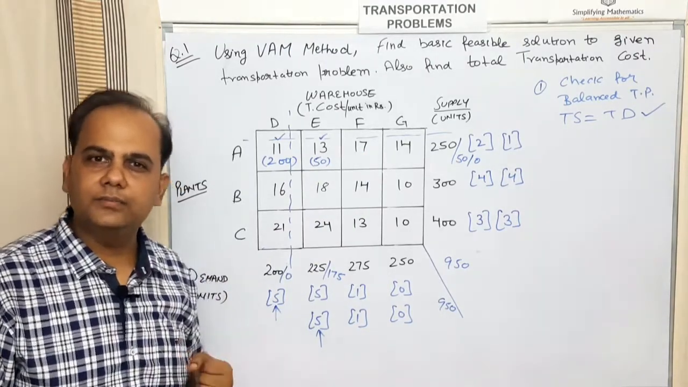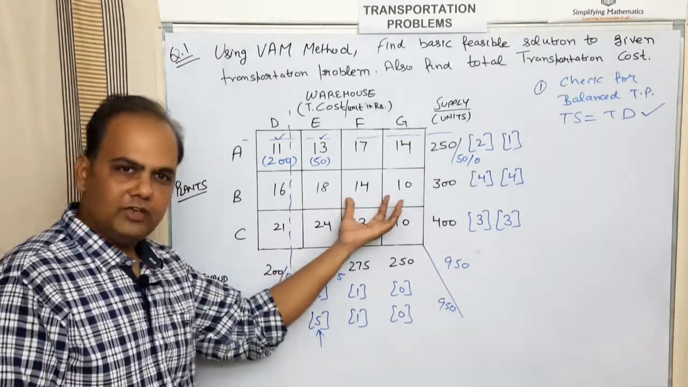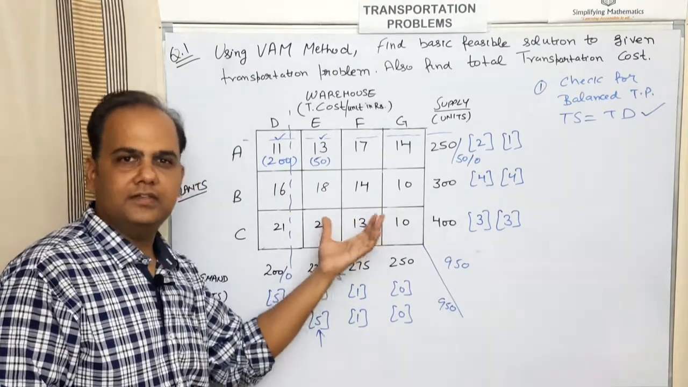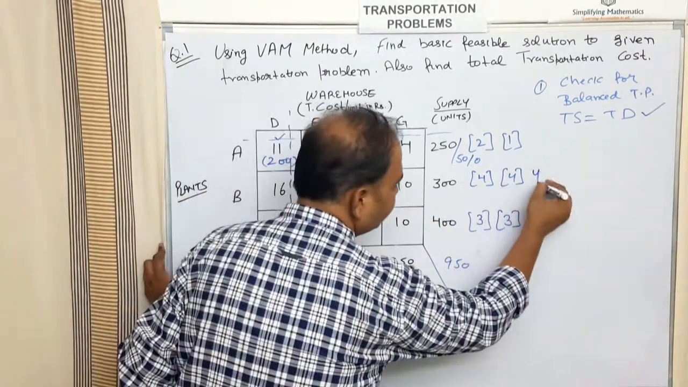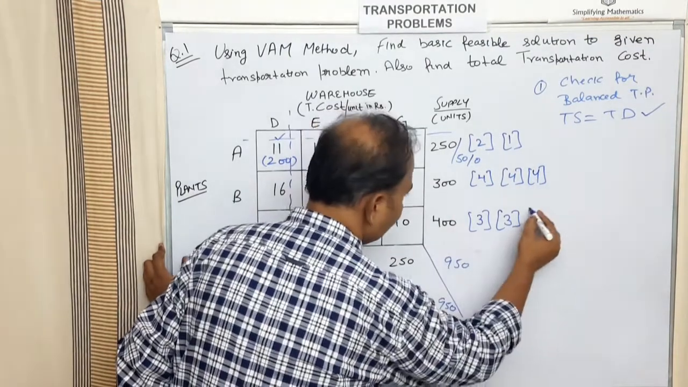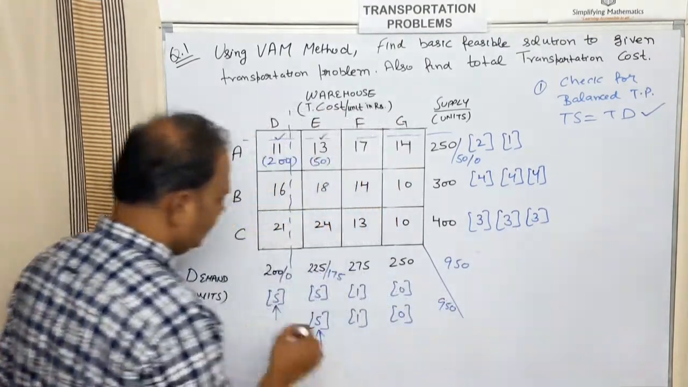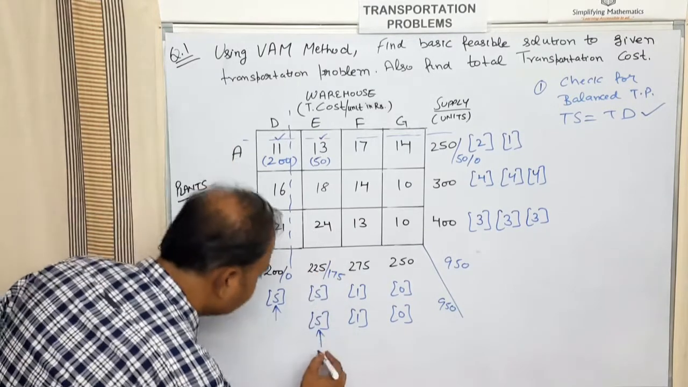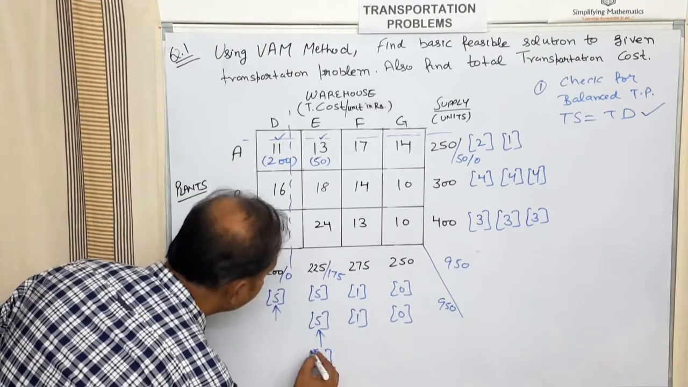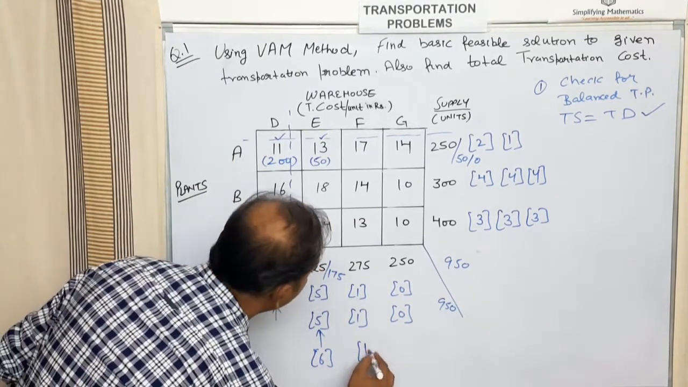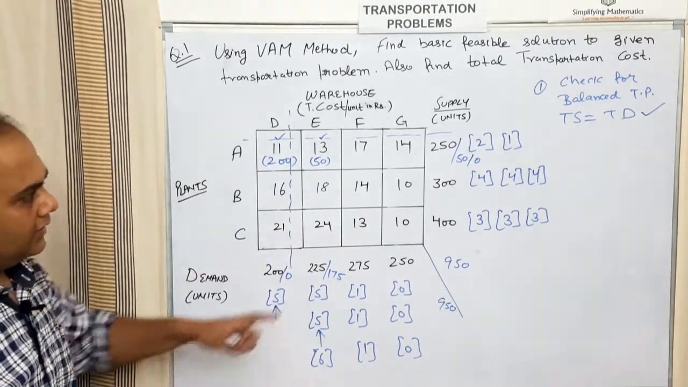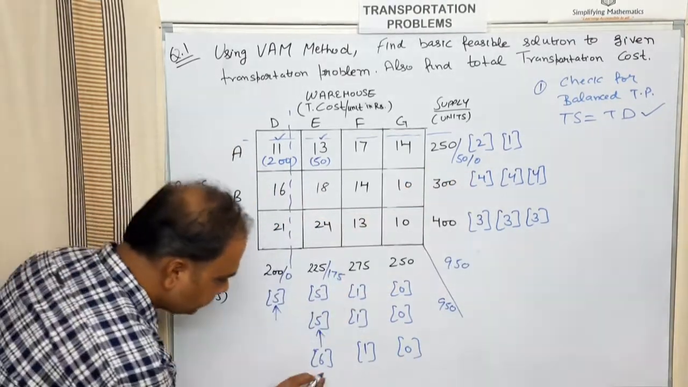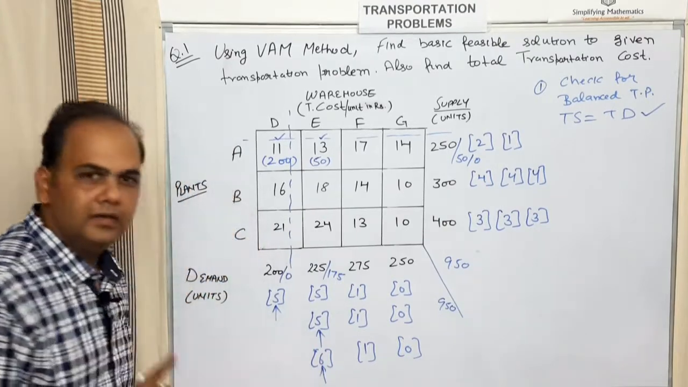Now again repeat the same procedure. Look for the two minimum values, take their difference in each row and column. So in the second row, 14 and 10, 4. In the third row this is 3. Now in the columns this is 6, then 1, and then 0. Now which is maximum? This 6 is the maximum.